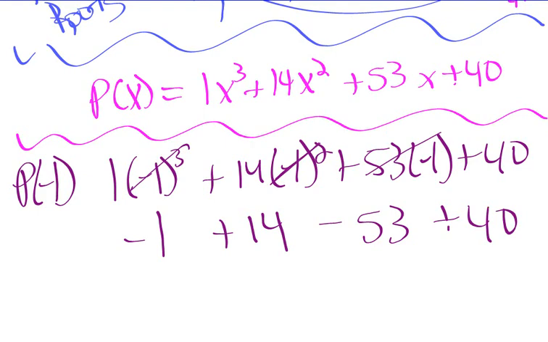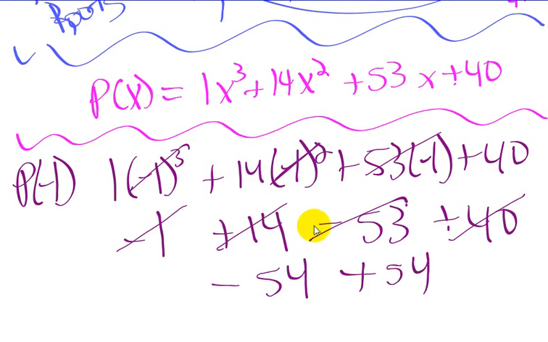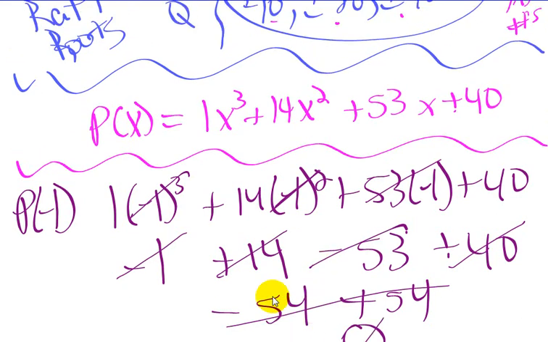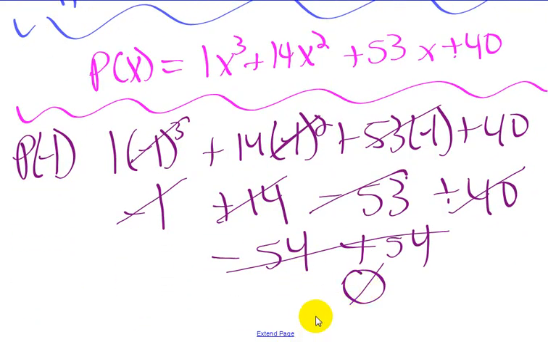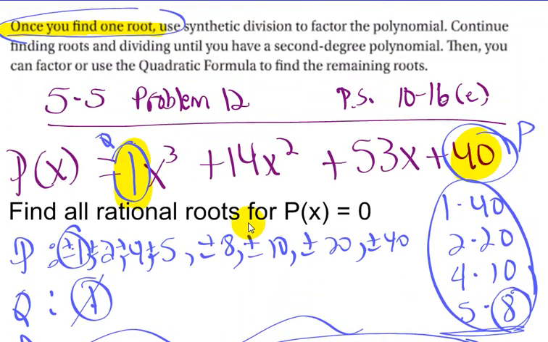So what do we have? Negative 53 and negative 1, that's going to be a negative 54, and then 40 plus 14 is a positive 54. Negative 54 plus positive 54, yay, it's a 0. We've got our first 0. So look, out of all those 16, we only had to go through 2. Our 0 was our negative 1. Okay, so that's our first step. We got our first actual root of negative 1.